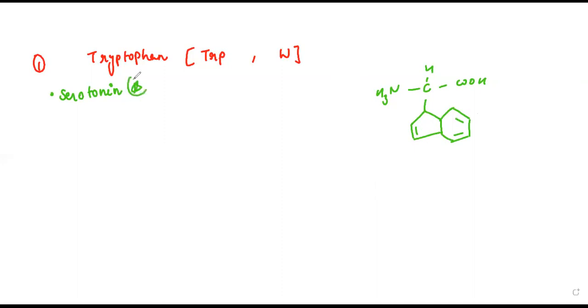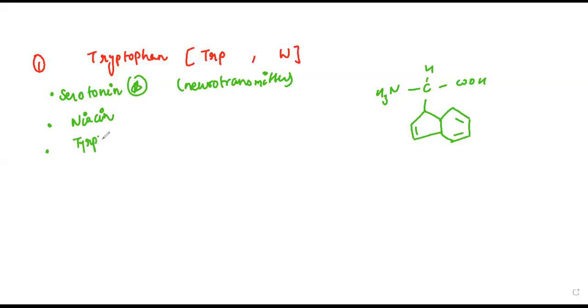This one is important, serotonin. It is a neurotransmitter that is synthesized from tryptophan. There is a vitamin, niacin, that is synthesized from tryptophan. And for botany students, tryptophan is converted to auxins.